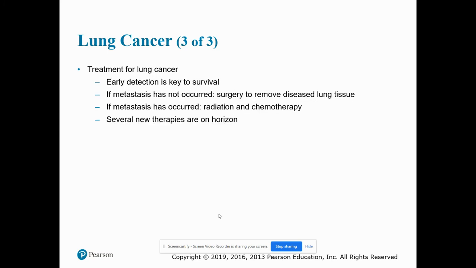So with lung cancer treatment, the most important thing would be early detection. That's going to be your key to survival. If metastasis has not occurred, this means that if the cancer has not spread, then at that point, what doctors will do is they will surgically remove the diseased lung tissue. If the cancer has spread, if it has metastasized, then the person will have to undergo radiation and chemotherapy. There are now several new therapies on the horizon.